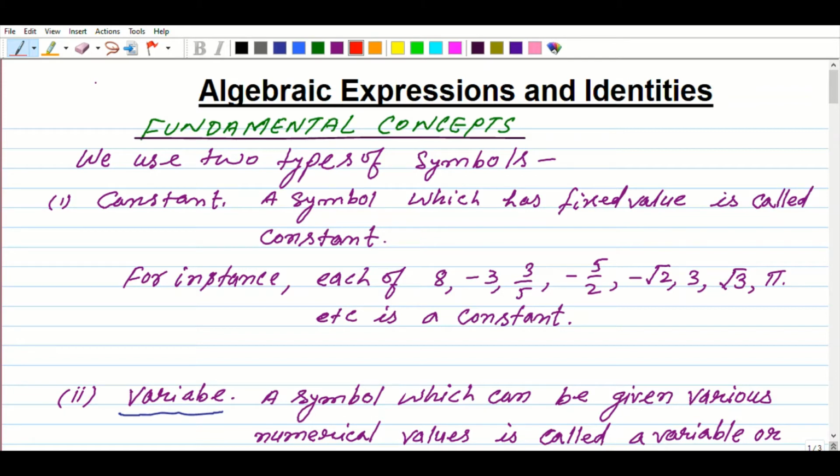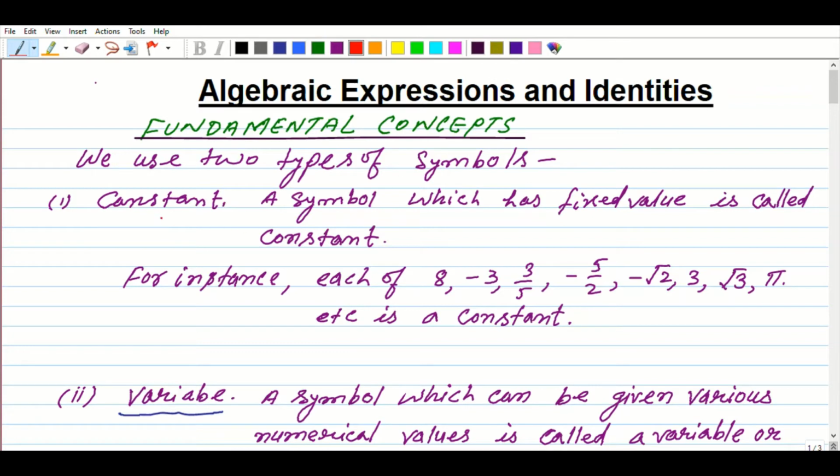So, today I brought this topic with basic concepts which help us to do more questions or problems with the help of this concept, right? Let's start with fundamental concepts. Do you know we use two types of symbol?